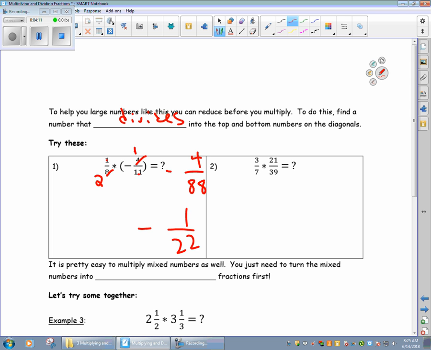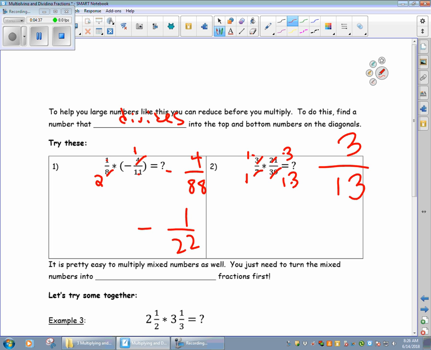All right, how about number 2? Looking at it, I see that it's positive right away. I can do the 7 and the 21, right? 1 and 3. Can I do the same exact thing with the 3 and the 39? I think so. 1 and, anyone know? 13. So you have 1 times 3, which is 3. 1 times 13, which is 13. Okay?